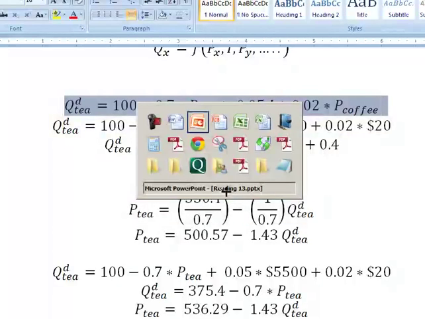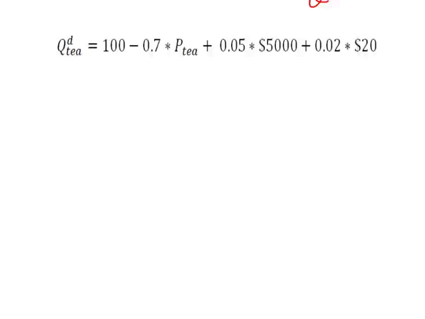So let us put this as the demand curve and see what will be the impact. My demand curve earlier was this. We said that the quantity demanded is equal to 100 minus this plus 0.5. We had said that our income level was 5,000 and the price of coffee is 20. But instead of income being 5,000, we will change the income to 5,500.